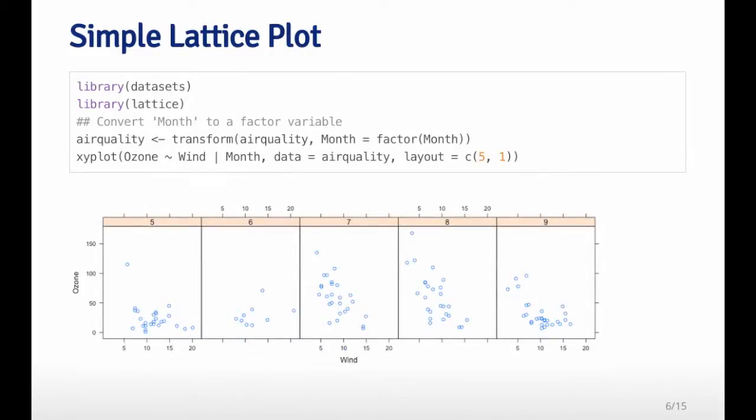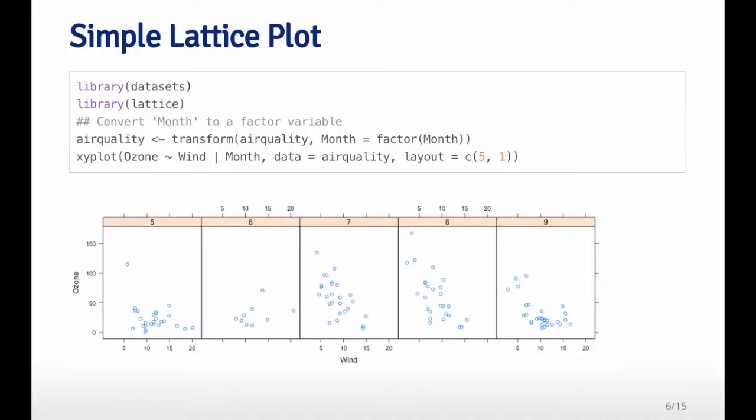Now here's a slightly more complicated lattice plot. So here I've gotten the same data frame, but I've converted the month variable into a factor. And now I'm plotting ozone versus wind by month. So you can interpret the formula as I want to look at the relationship between ozone and wind for each level of month. And so month goes from 5, 6, 7, 8, and 9, so from the month of May to the month of September. And you can see the relationship between ozone and wind. It appears to change across the month.